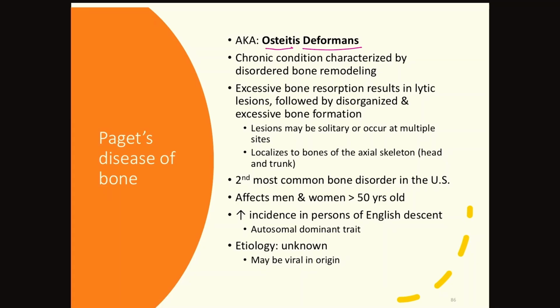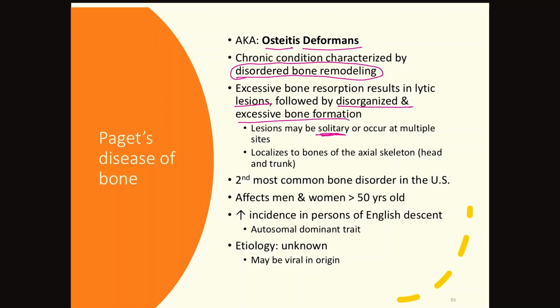So what is Paget's disease? Disordered bone remodeling. We get a lot of bone resorption. We start degrading that bone in a kind of unchecked environment, and it just goes rapid. So we get these lytic lesions followed by disorganized and excessive bone formation. So we get a lot of excess bone withdrawal, and then we put it back in, but there's no organization because it's going too fast. So it's not laid nice and neat. Everything's kind of thrown in there, and we get this disordered bone organization.